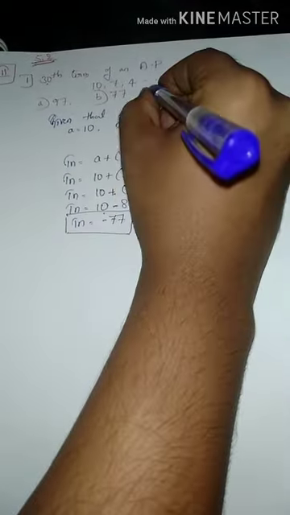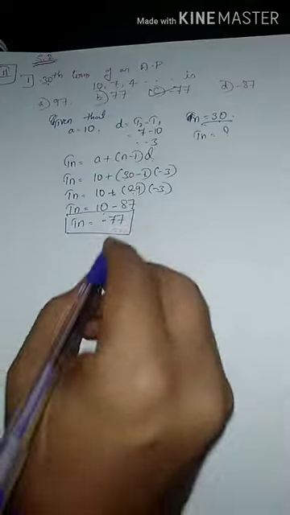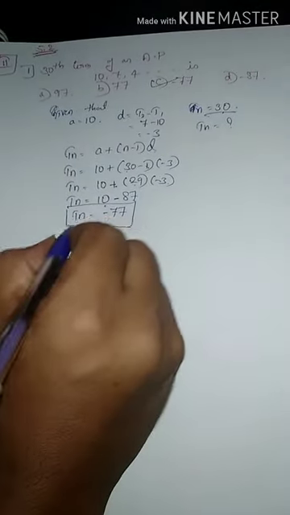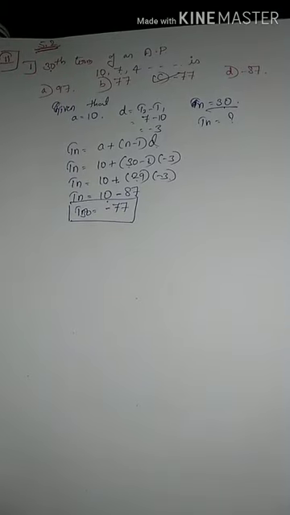So option C is the correct answer. C is equal to minus 77. So the 30th term of the AP is minus 77. T30 is equal to minus 77. The next, second one.